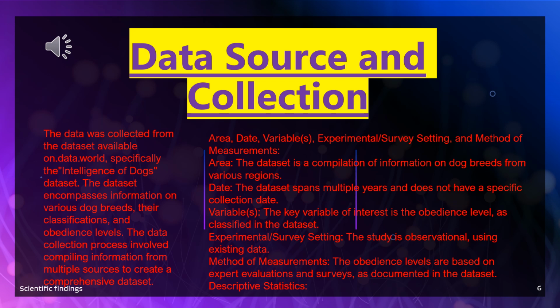The data set is a compilation of information on dog breeds from various regions. The data set spans multiple years and it does not have a specific collection date. I'm assuming it took quite a while. The key variable of interest is the obedience level as classified in the data set. Experimental survey setting. The study is observational and it's using existing data that's already been collected. The method of measurements, the obedience levels are based on expert evaluations and surveys as documented in the data set. So yeah, it's been probably collected for quite some time. So hopefully it's very accurate because of my sample size being so large.